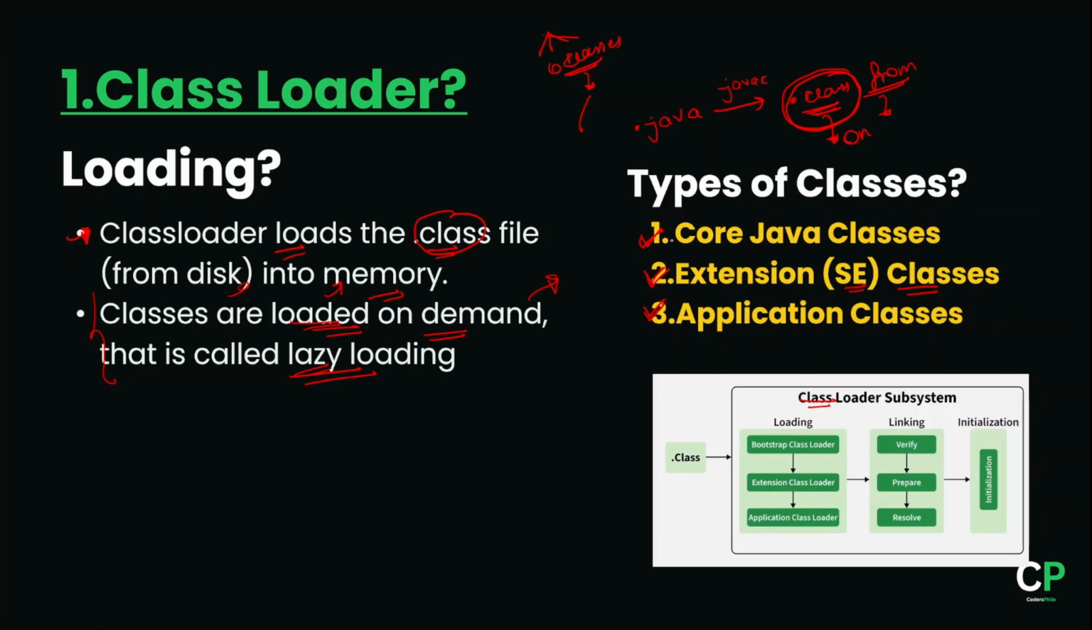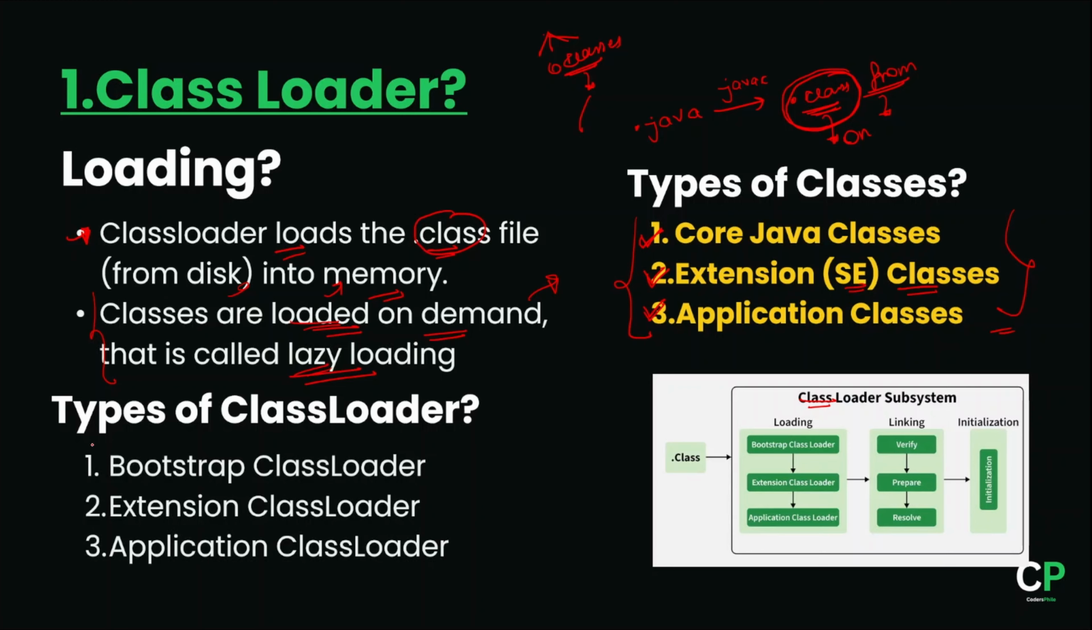So there are three types of classes in Java, and in order to load all these three classes, there are three types of class loader. So there are three types of class loader for loading each type of class. Bootstrap class loader is responsible for loading the core Java classes. Extension class loader is responsible for loading the extension classes, and application class loader is responsible for loading the application classes. So as you can see, there are three types of class loader. First one is the Bootstrap class loader, second one is the extension class loader, and third one is the application class loader. Since there are three types of classes in Java, for loading each type of class, there are different types of class loader.